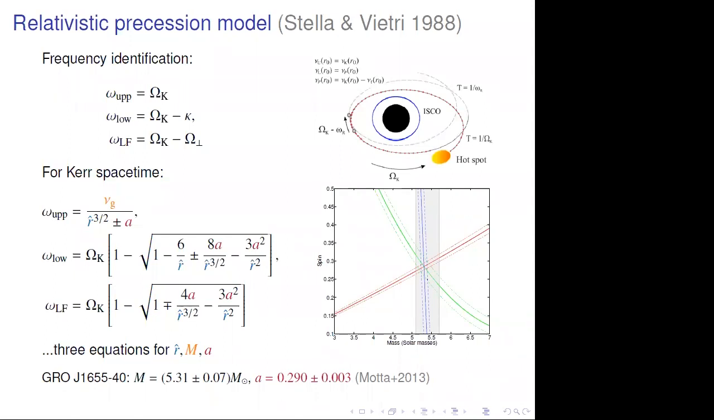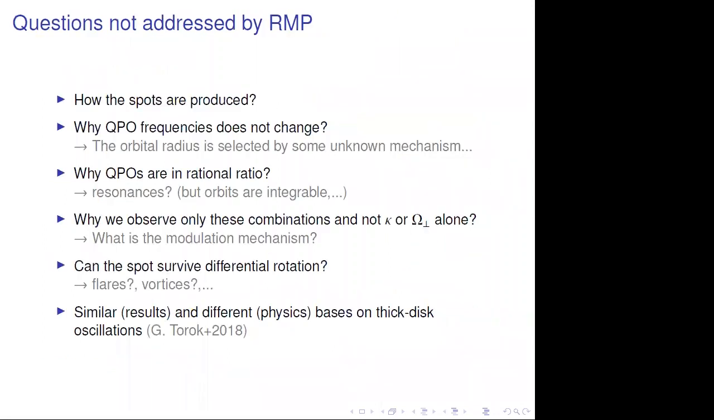On the other hand, the problem is that you can ask a lot of questions about that. So, for example, how are the spots produced, right? Why should I have some blob there? What causes this blob to appear there? Then, why don't the QPO frequencies change in time, right? I talked to you about this black hole, which is observed after 15 years, and it has the same frequency. So it means that somehow the blob must be at the very same point as 15 years ago. That would be even more interesting than the QPOs, probably, if it happened, right? So that is of course not answered by this model: why they are in rational ratio, why there are these 3:2. Of course here you don't have any answer to that, right? You can think about some resonances, but it's something in addition.